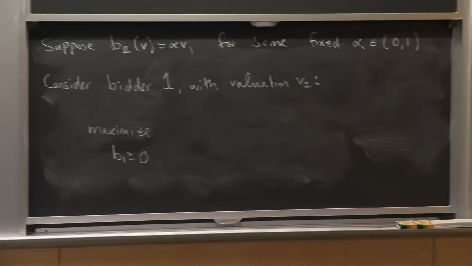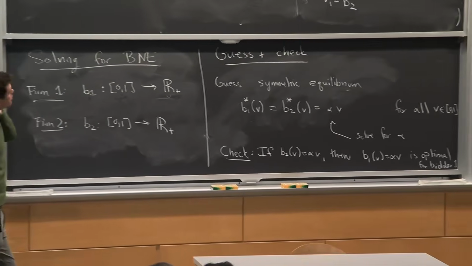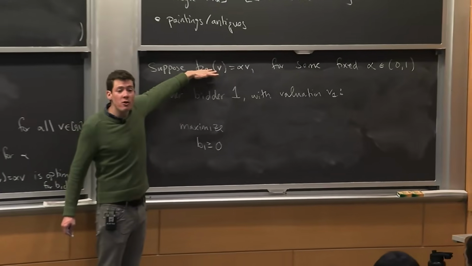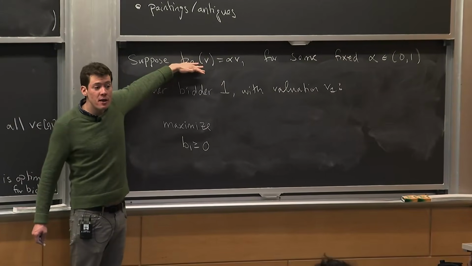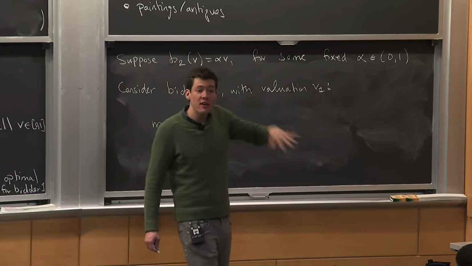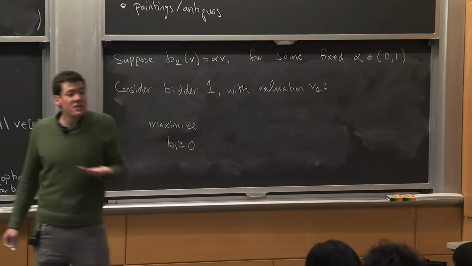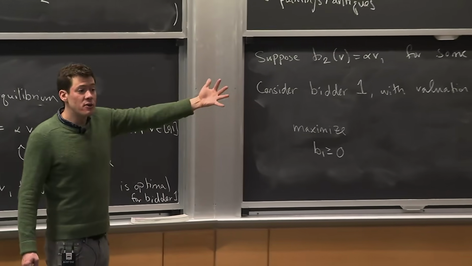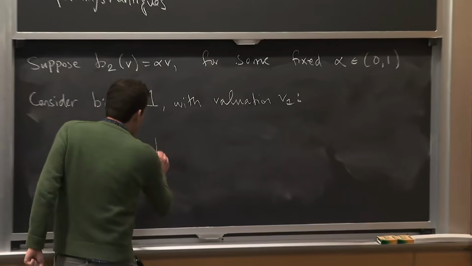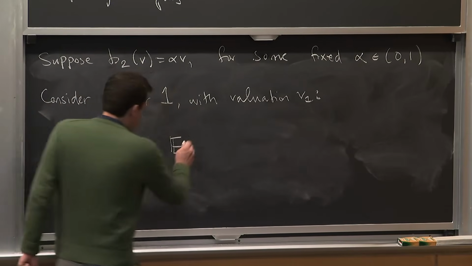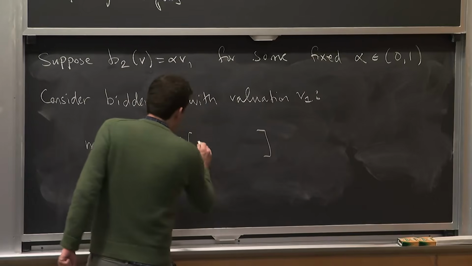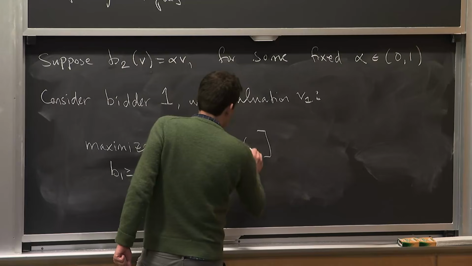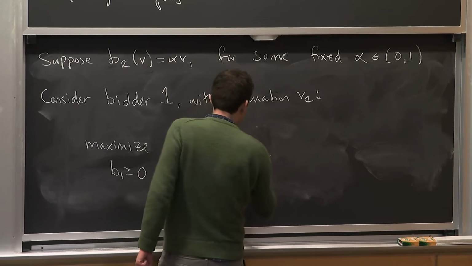Well, let's go over and look at our formula and try to compute our expected payoff. Now, the tricky thing is we can't just plug in a single number for bidder 2's bid, because bidder 2's bid depends on bidder 2's valuation, and we don't know what that is. So what we're going to have to do is take expectations over what the value of bidder 2 is. So we're going to maximize what? We're going to take expectations of U1, B1, B2 of V2, V1.